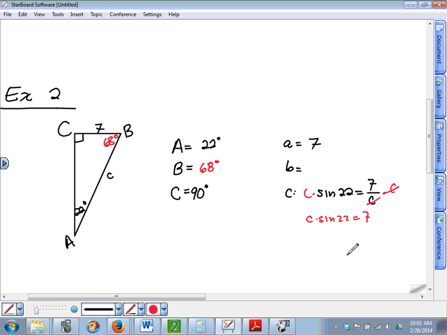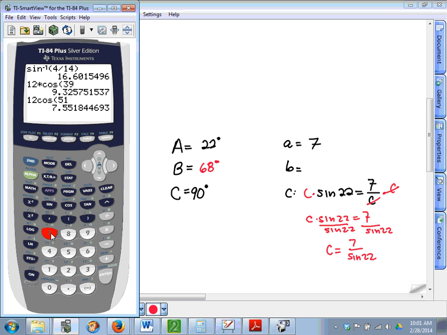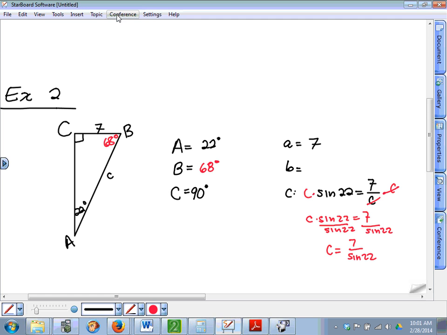Not yet. Divide the sine of 22 on both sides. C equals 7 over the sine of 22. That you can type into your calculator. 7 divided by sine of 22 is 18.7.